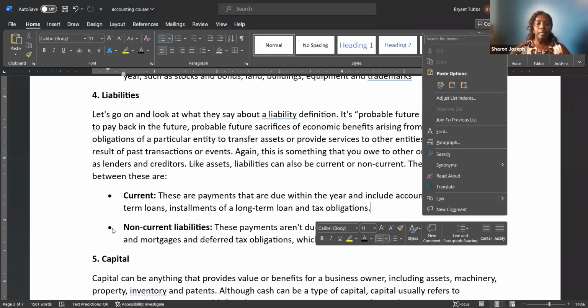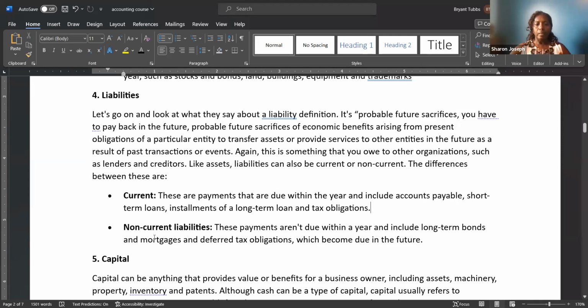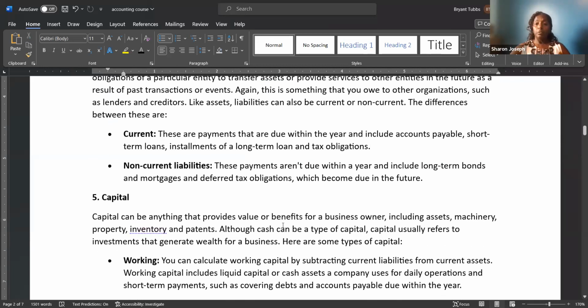This is opposed to a non-current liability. A non-current liability is payments that are due outside of a year. So it's things like a mortgage or long-term tax obligation. These are something that you would pay back over more than a year. A mortgage you pay back over 15 years, 30 years. Let's say you take out a loan for the computer or for the car. A car is something that you pay back over 5 years, 7 years, 3 years, and those will be considered long-term, non-current liabilities.